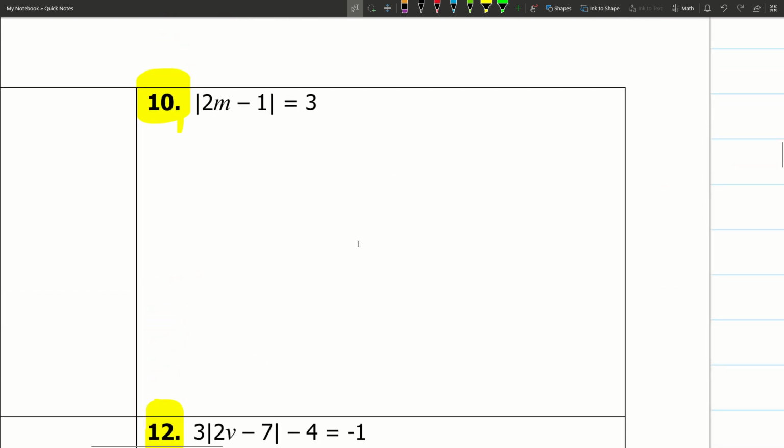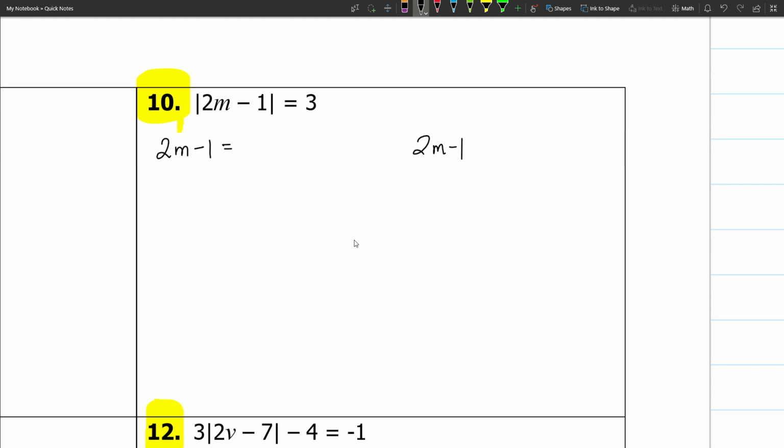Number 10, we said when we are dealing with absolute values, we want to make sure that everything outside of our values is gone. So everything outside of our grouping symbols. There's nothing over here and there's nothing over here. So we can skip our first step and jump straight to the second one. Remember, when we are doing absolute values, the stuff inside stays the same. So our 2m minus 1 stays there.